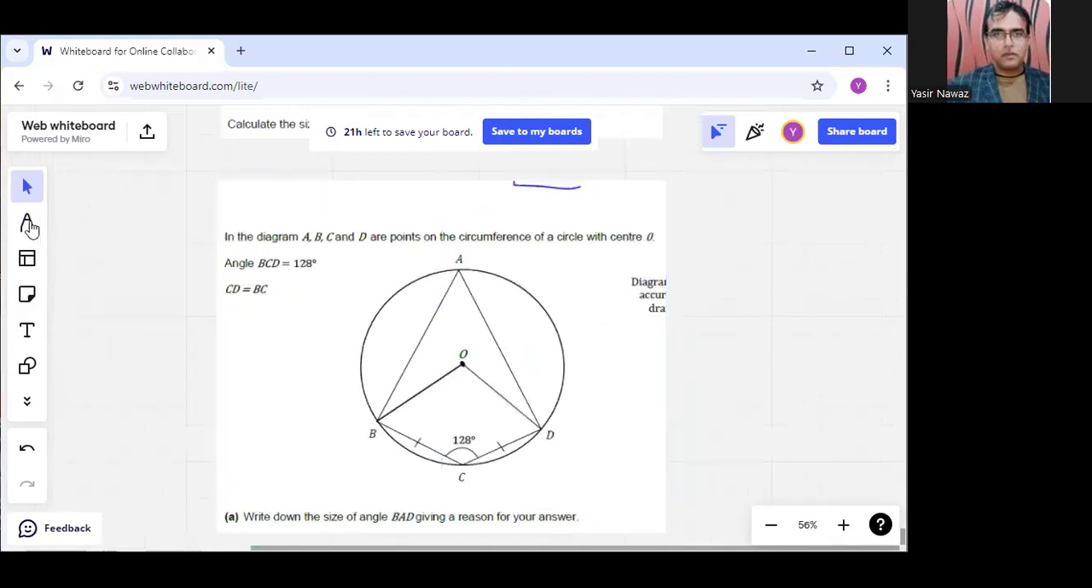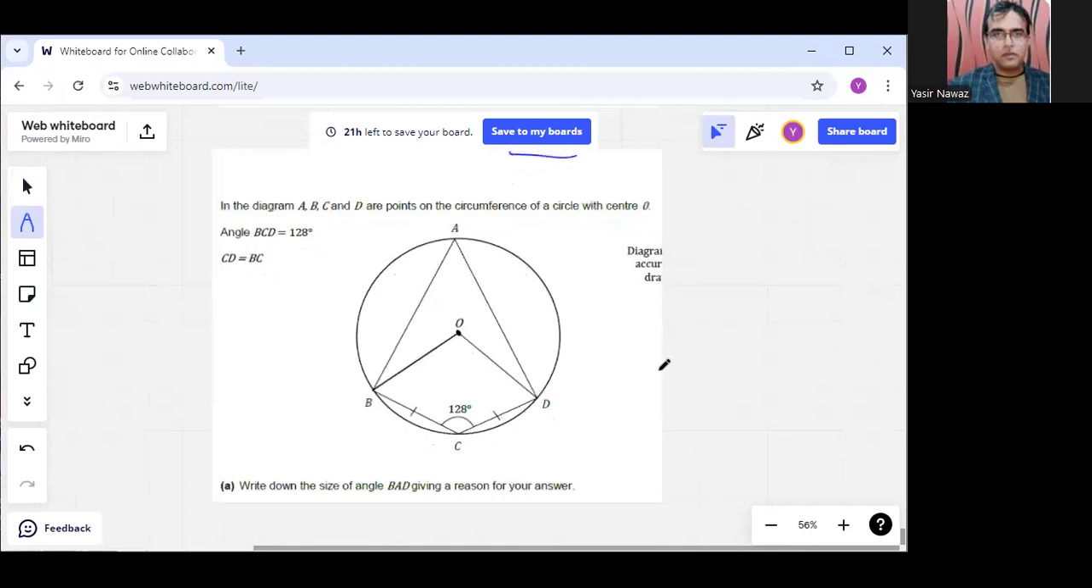In the diagram, A, B, C, and D are points on the circumference of a circle with center O. Angle BCD is 128. CD is equal to BC, so these two sides are equal. Write down the size of angle BAD.